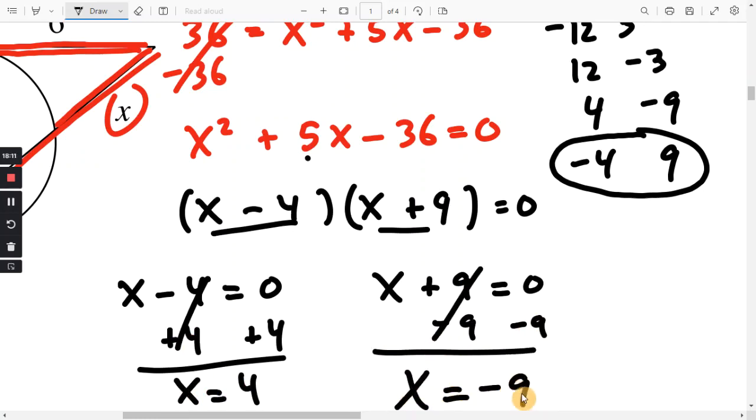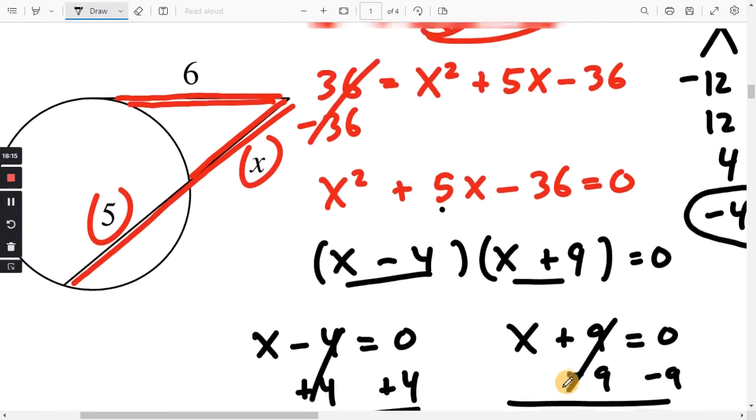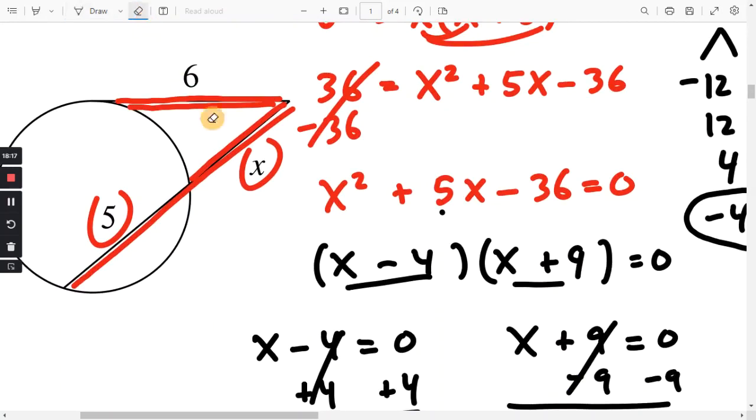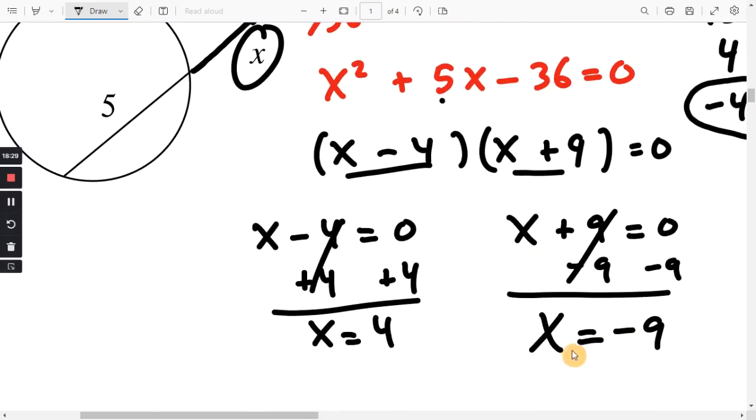Now, are both answers correct? Well, let's check the diagram. Okay, if you see on the diagram, x is this side length right here. Okay, a side length, or a segment length, I should say, cannot be negative. So x equals negative 9 is impossible, and x equals 4 is the only answer.